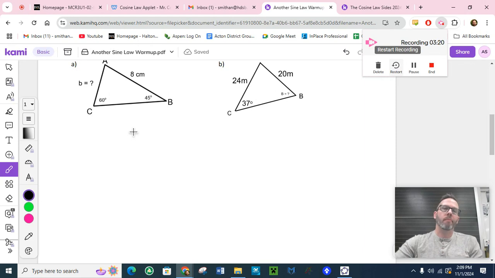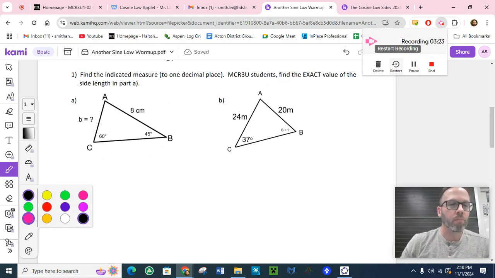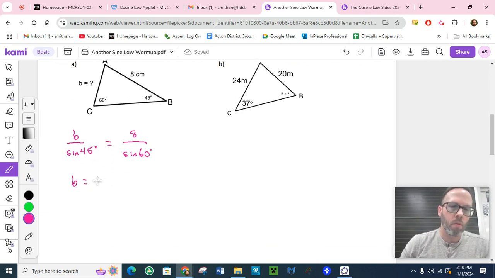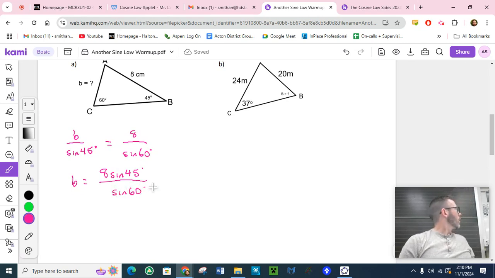All right. I'm going to play some catch up here. Eight over sine 60. So I'm still recording it. So our 3M people will just slam that into a calculator and get an approximate value, which is fine. I'm going to actually do the exact version with the 3U people, and we can check afterwards.